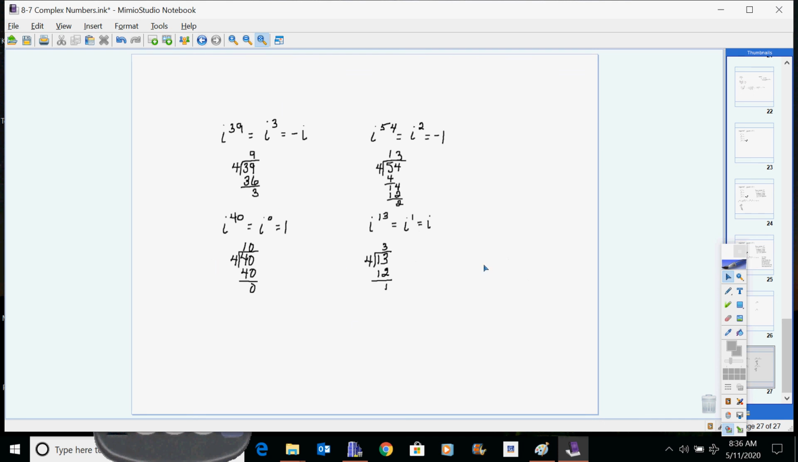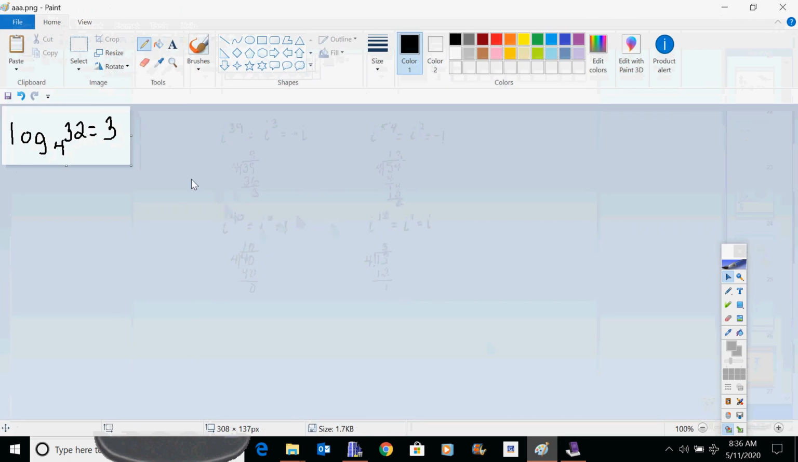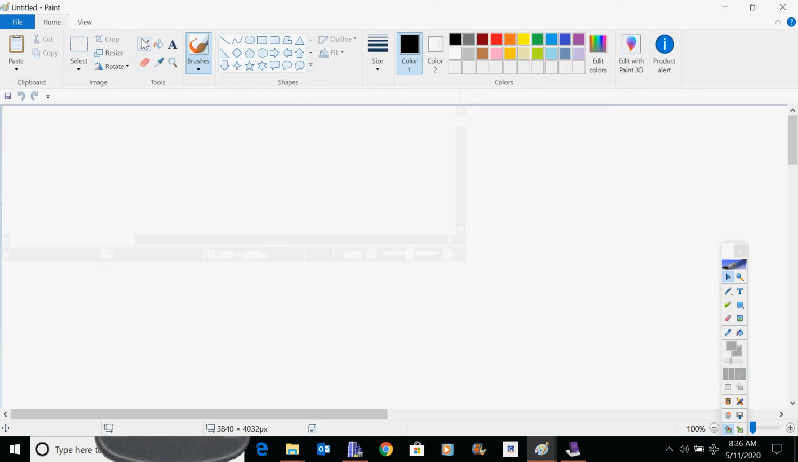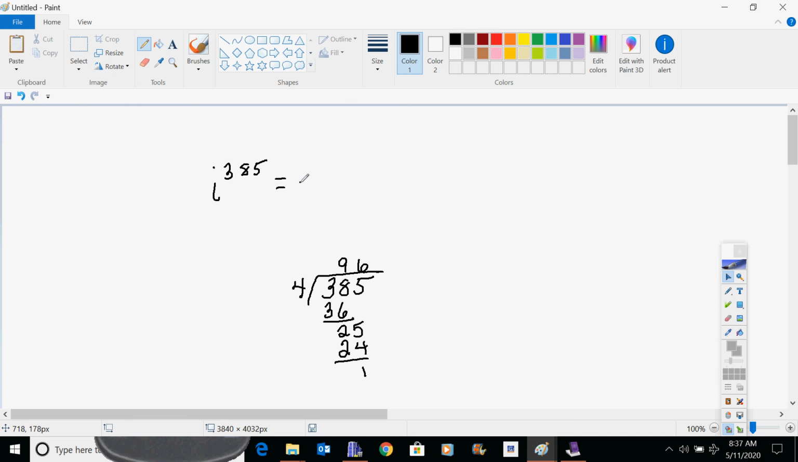So you could come out with any one of the 4 scenarios. You take your exponent divided by 4, and your remainder gives you which one of the 4 possibilities that it might be. Let's do another one just so that you can see. If I wanted i to the 385th power, I would take 385 divided by 4. Well, 4 goes in 9 times here. Bring down the 5. 4 goes in 6 times. Remainder is 1. So it's i to the first power.